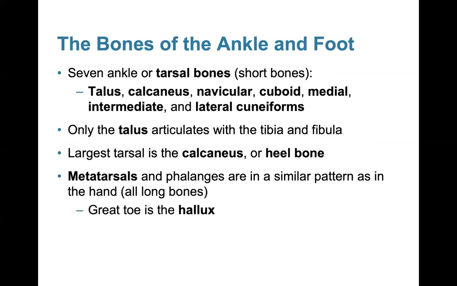Okay, so looking at the ankle, there are 7 ankle bones, which are referred to as tarsal bones: the talus, calcaneus, navicular, cuboid, and the medial, lateral, and intermediate cuneiforms. Only the talus will articulate with the tibia and the fibula. The largest tarsal bone is the calcaneus, or your heel bone. And much like we saw with the hand, with the metacarpals, in the foot we have the metatarsals, and there's 5 of those.